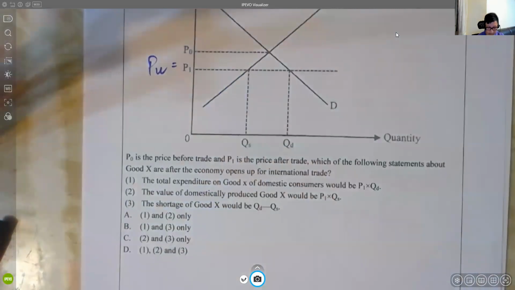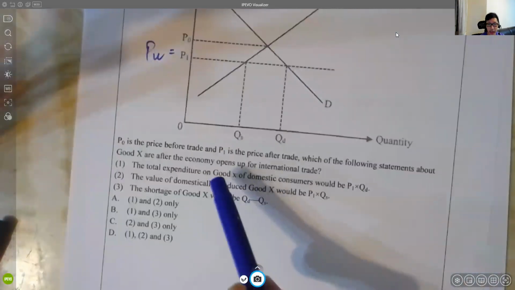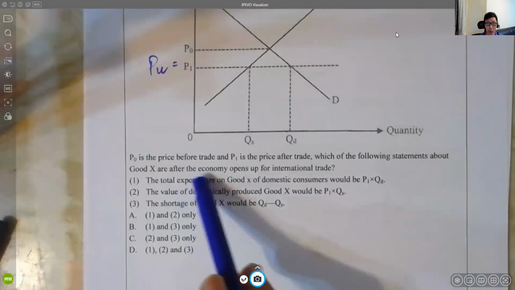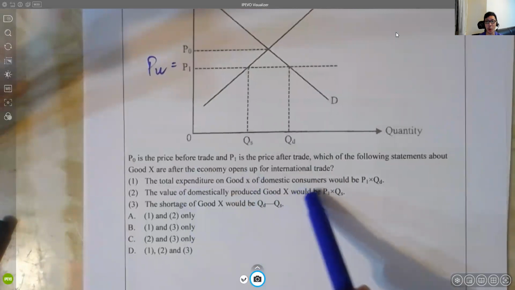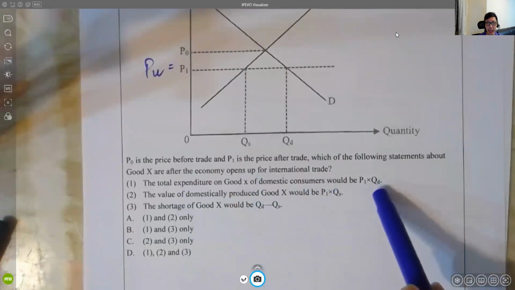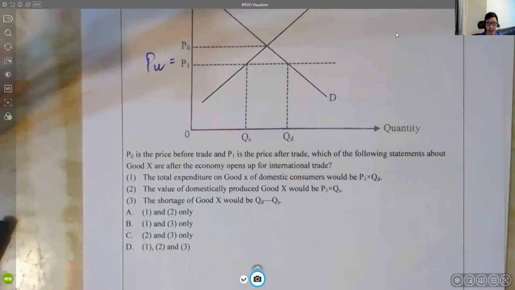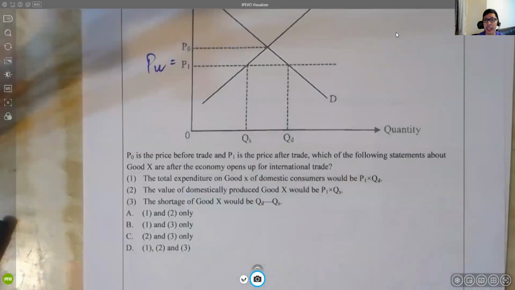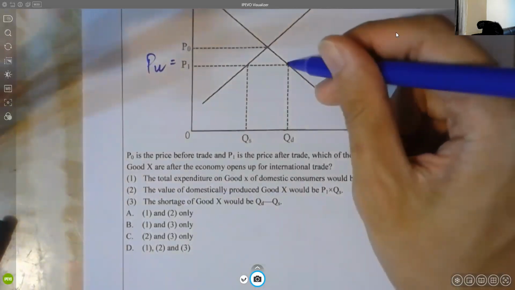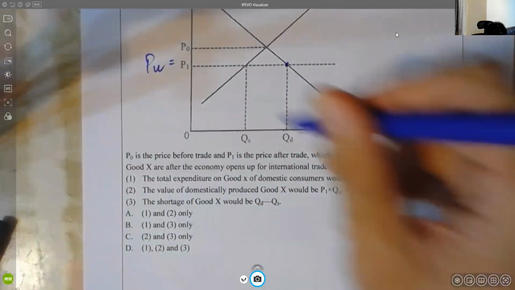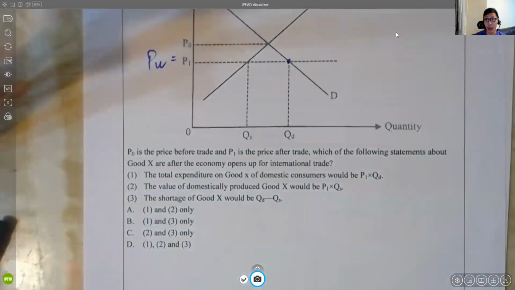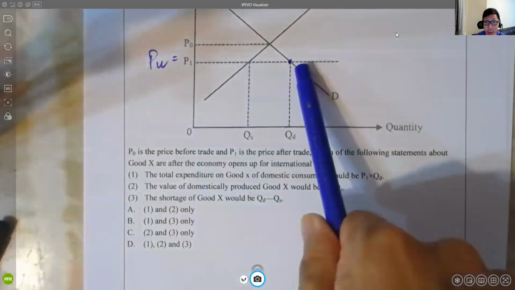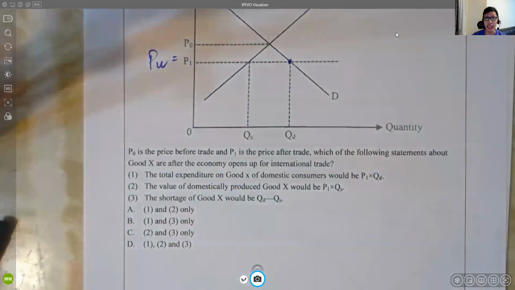Because this is the world price. Okay, now here. Which of the following statements is true, after it opens up? Total expenditure of good X of domestic consumers would be P1 and QD. Look, total expenditure of consumers. Yes, consumers. We are talking about the demand curve, right? It would be P1 and QD. Yes, they really spend that much. Consumers would be spending P1 on each unit and buying QD this amount.